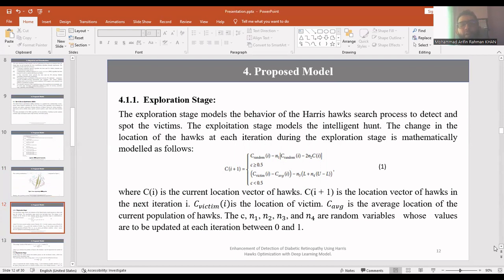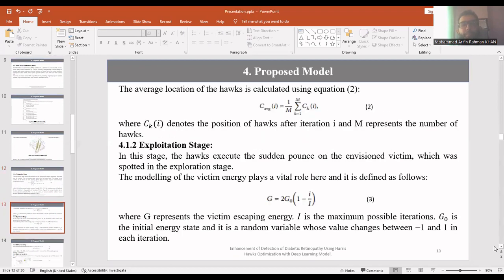The small letters N1, N2, N3, and N4 are random variables whose values are updated at each iteration between the range of 0 and 1. The average location of the hawks is calculated using equation 2, where C_k(I) denotes the position of hawks after iteration I, and capital M represents the number of hawks.